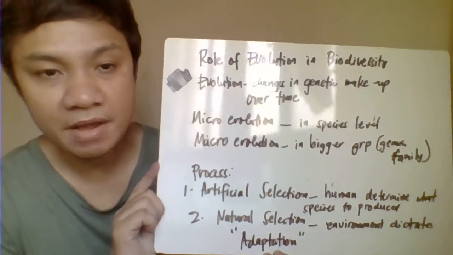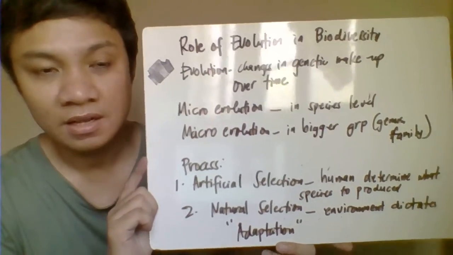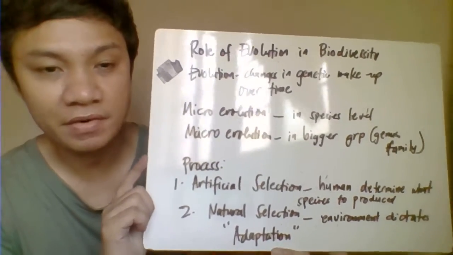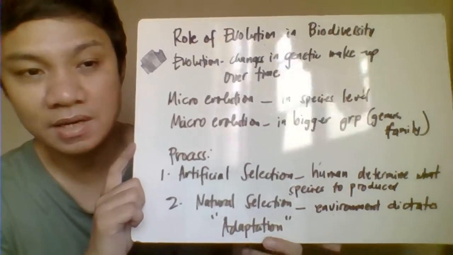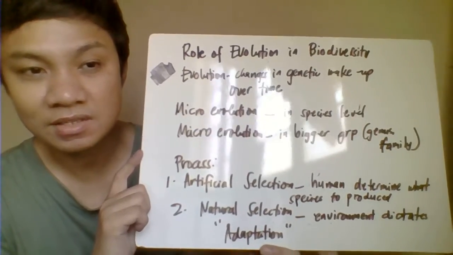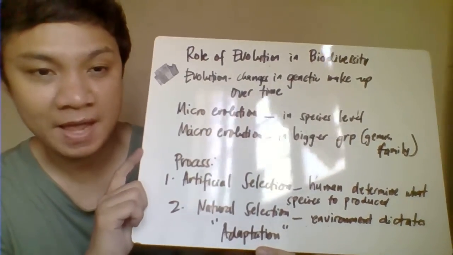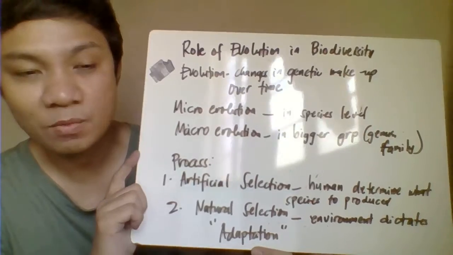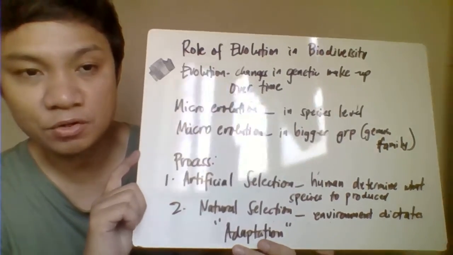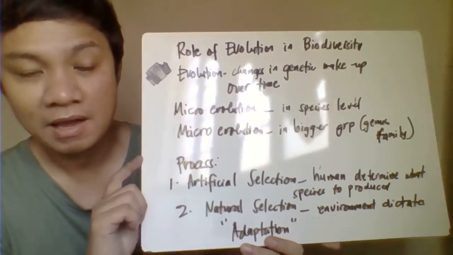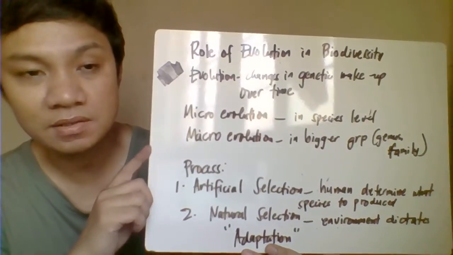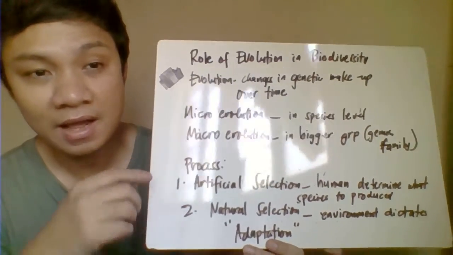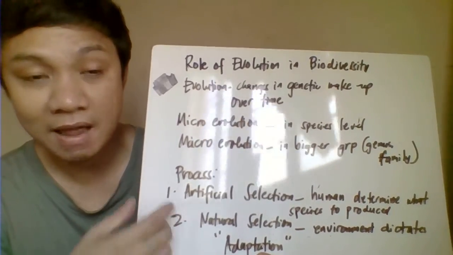Okay, the next one we have here is the role of evolution in biodiversity. So we define first what is evolution. Evolution is just the change in the genetic makeup over a period of time. Basically, evolution could be microevolution versus macroevolution. When we speak about microevolution, those are changes that occur only at the species level.